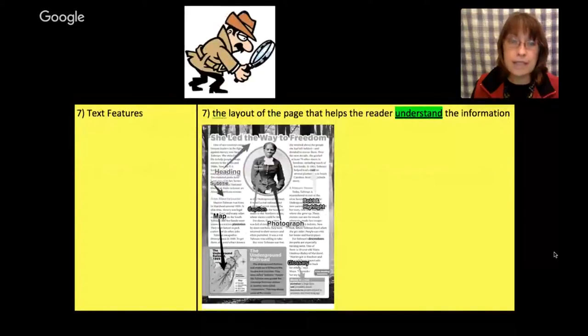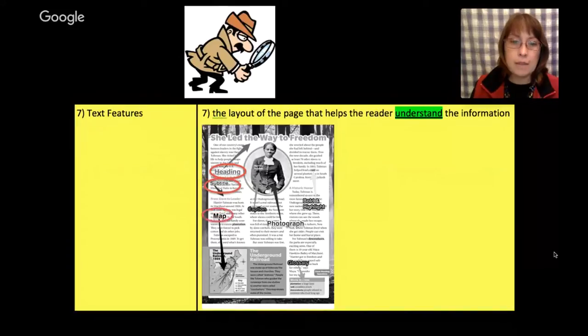Next, we have text features. And this is the layout of pages that helps the reader understand the information. So it's how information is organized on a page. So go ahead and circle these as I circle them with you. The first is a heading. It can also be called a title. Subtitle, so this would be a subsection of a text.